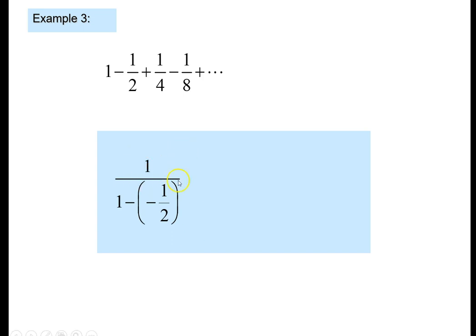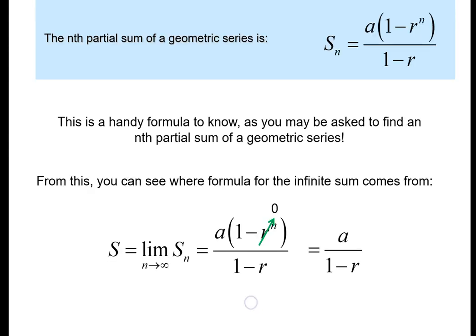The initial term is 1, so we're going to use that formula, A over 1 minus R. And so that gives me 1 over 1 plus 1/2, which is 1 over 3/2, which gives me 2/3. So my infinite sum here is 2/3.